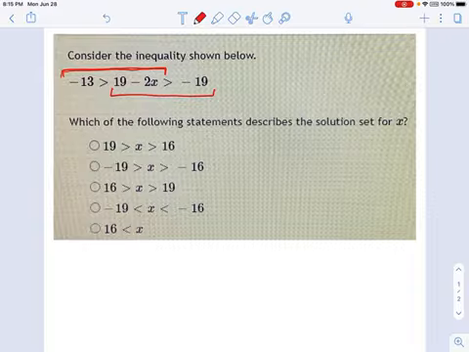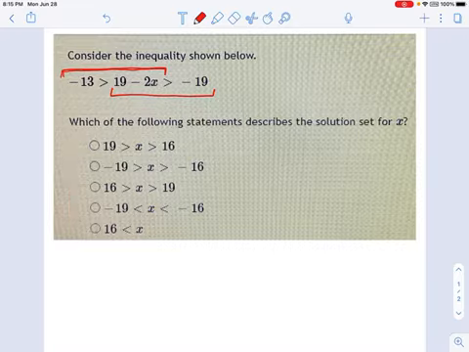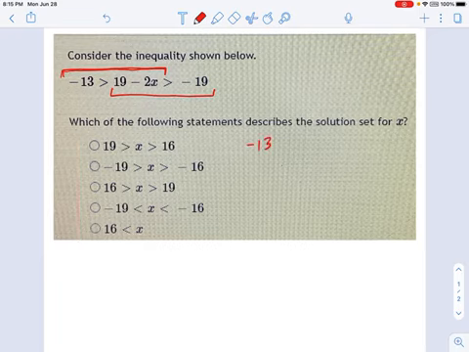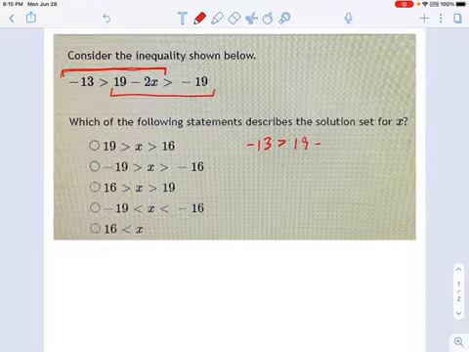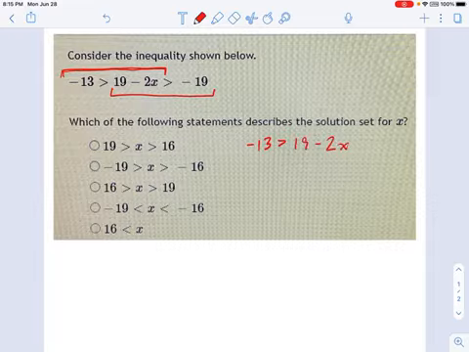So if you're going to try and figure out which one of these statements is equivalent, it would help to think of the top statement as two equations in one. So let's try to solve them separately, and then we'll try to put it back together in one of these forms. Okay, so let's start with the left one. Negative 13 is greater than 19 minus 2x. Now you can use a lot of the same tools on an inequality, just like you would with an equal sign equation. I'm going to add 2x to each side of this equation.